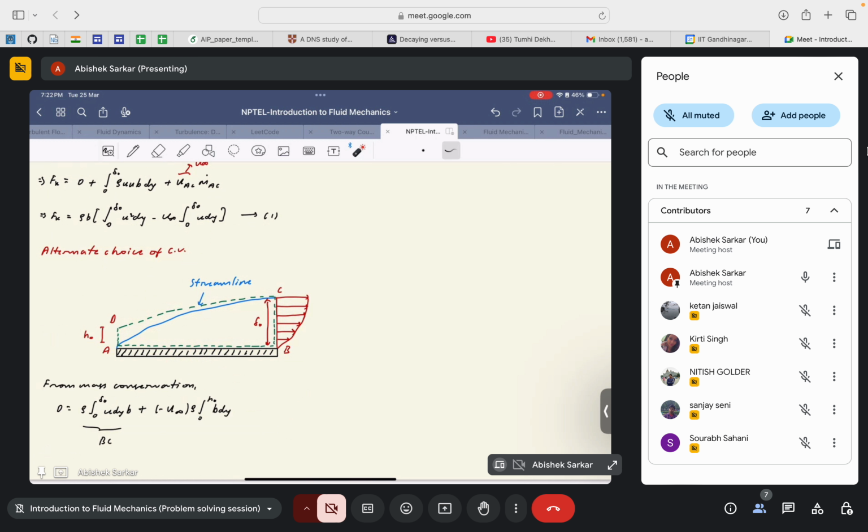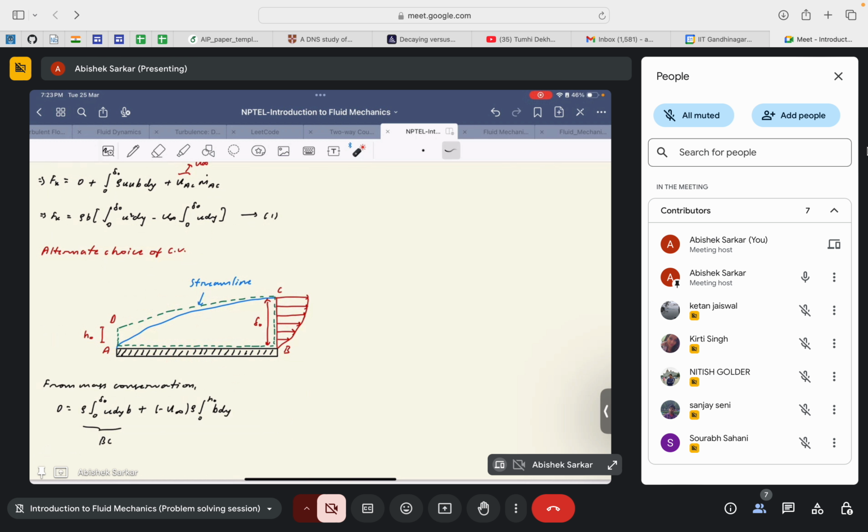Okay, so there's a very interesting property of a streamline: there is no flow across a streamline. If you recall, there is no flow across a streamline. So if there is no flow across it, then we can just neglect the mass flow rate across this particular edge. So we are again limited to one inlet and one outlet. There is no flow across this edge, because it's a streamline, so you are only dealing with this inlet and outlet.